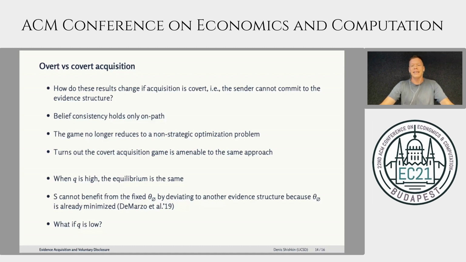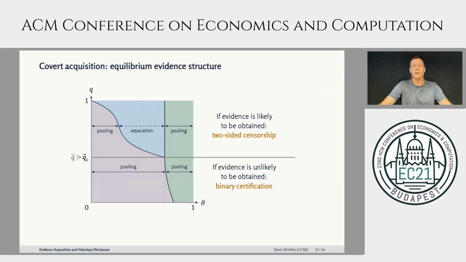However, it turns out that this covert acquisition game is also possible to analyze using a similar approach. First, note that when Q is high, the equilibrium is actually going to be the same. This is because the sender cannot benefit from the newly available deviation because the non-disclosure posterior mean is already minimized. So what about the case of low Q? Let's now look at the following figure that illustrates the equilibrium evidence structure under covert acquisition. Note that the main qualitative features of the equilibrium are actually the same as in the overt case. If Q is low, the equilibrium evidence structure is also a binary certification.